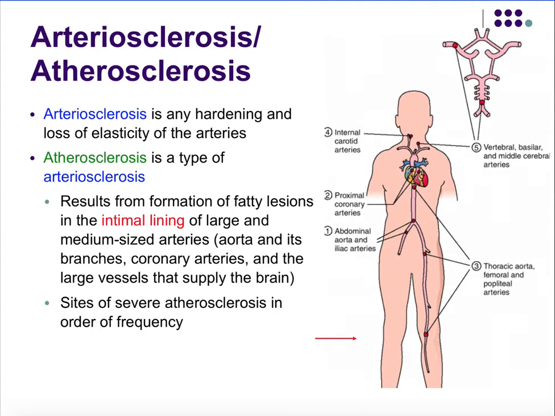Now, atherosclerosis is just a type of arteriosclerosis, meaning the hardening and loss of elasticity in atherosclerosis results from the formation of fatty lesions in the intimal lining of the large and medium-sized arteries. They include your aorta, the coronary arteries, and the blood vessels that supply the brain. You can see in this figure a nice depiction of the areas where atherosclerosis happens in order of frequency. The abdominal aorta and iliac arteries have a high incidence of these clots forming, and then we have our coronary arteries, etc.